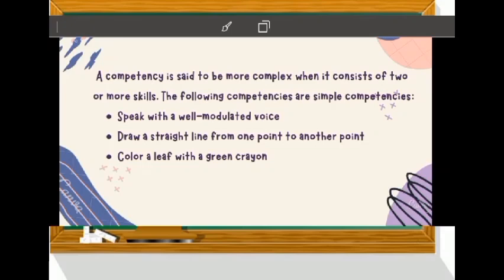So with this, it means toning the pitch or tone of the voice so that the message is communicated across clearly and well understood by the audience. The second one is draw a straight line from one point to another point. And lastly, color a leaf with a green crayon.